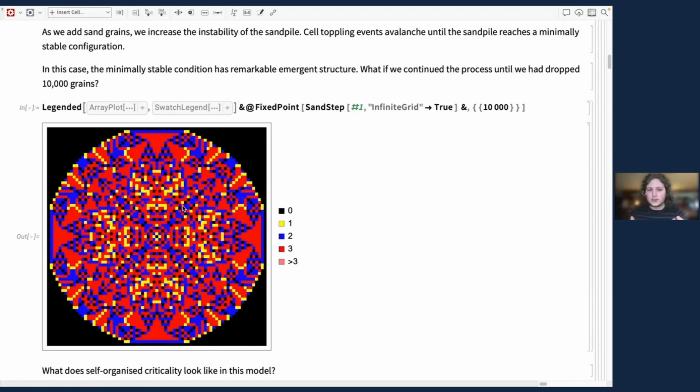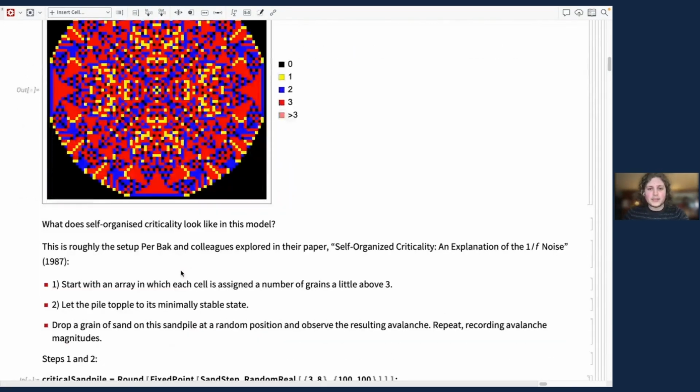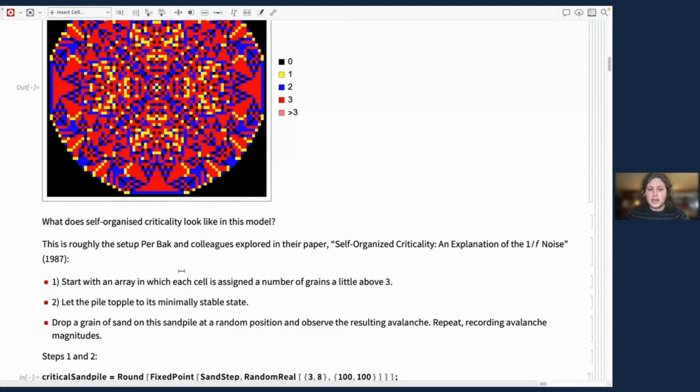And this is quite remarkable, right? Why would this interesting self-similar pattern appear from such a simple dynamical process? Still, though, we haven't reached the criticality part of this experiment. So what does self-organized criticality look like in this model? Well, this is in the original paper by Bak and colleagues, Self-Organized Criticality: An Explanation of the 1/f Noise, published in 1987.